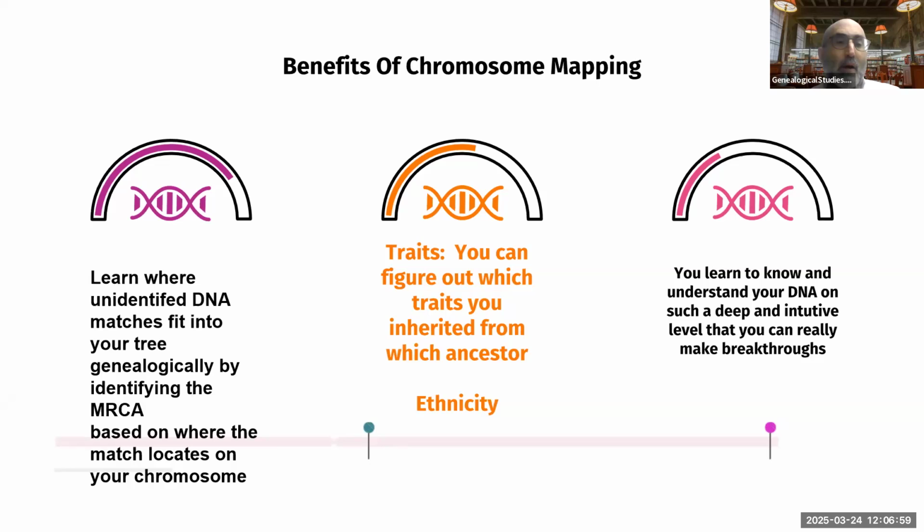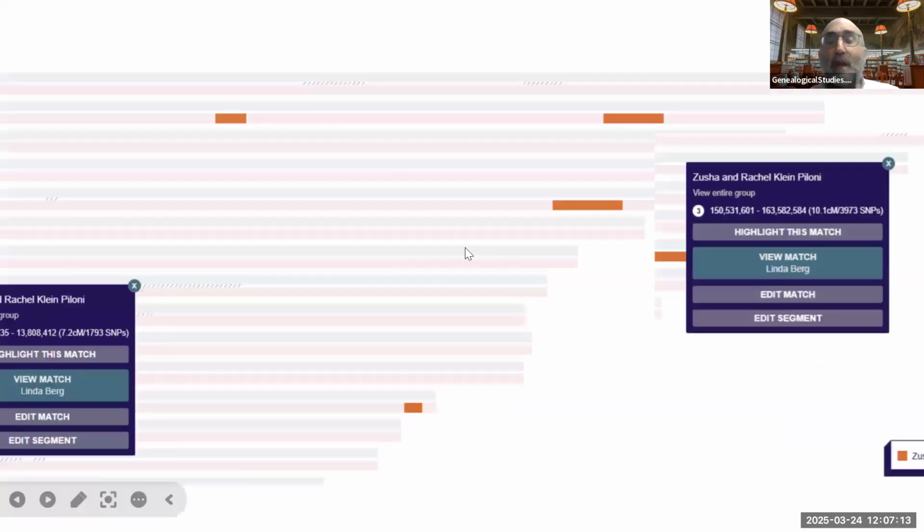You can learn where unidentified DNA matches fit into your tree genealogically by identifying the most recent common ancestor based on where the match locates on your chromosome. For example, if I have other matches who match on these segments, especially if they're significantly large segments, then it's very likely that the matches share a common ancestor on this line.